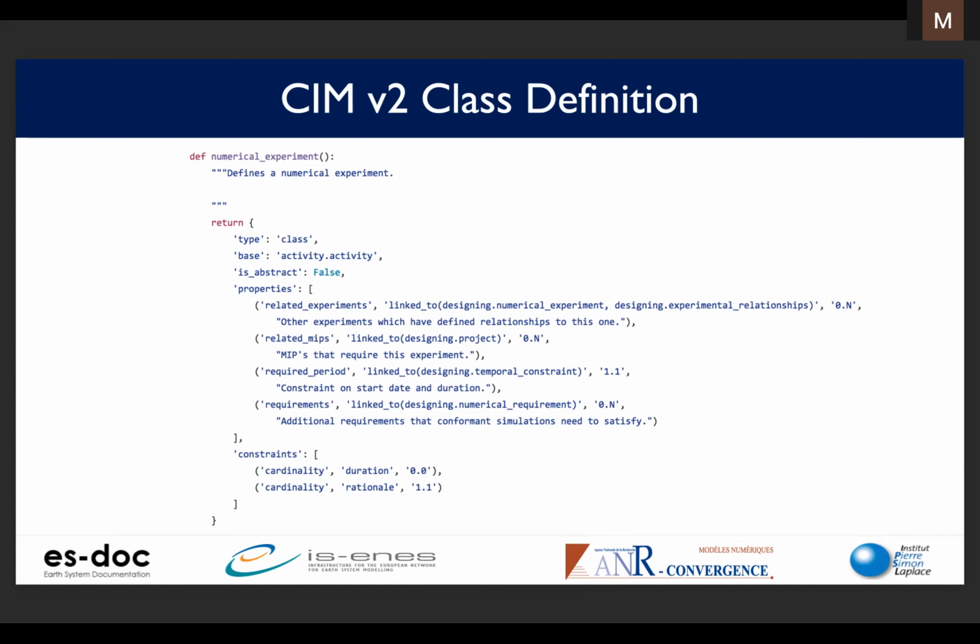So here's an example for a numerical experiment. It's simply a data type, which has a set of properties, and we have a set of constraints over those properties. This particular data type inherits, as we call it, from another data type. So there's an association between data types.